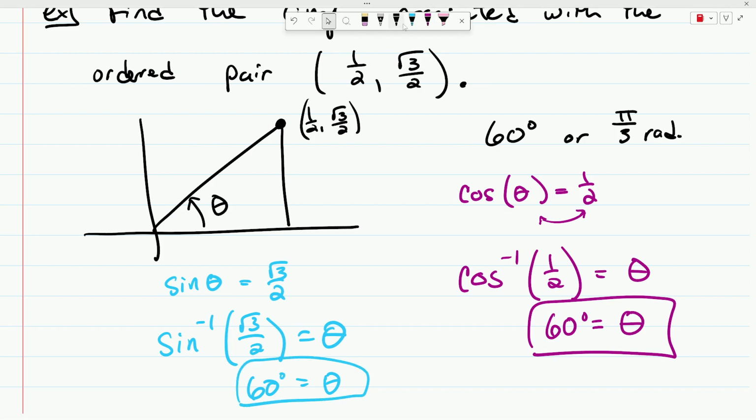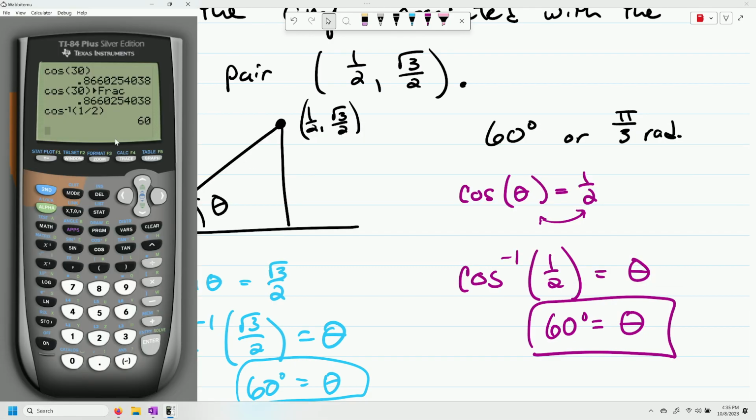Okay? So let's go ahead, let's get our calculator out again. And I'm just going to leave this up here for now. So the inverse sine of the square root of 3/2, close the parenthesis. Once again, we get exactly 60 degrees. So there are two ways to go about this. You can use the inverse cosine. You can use the inverse sine.